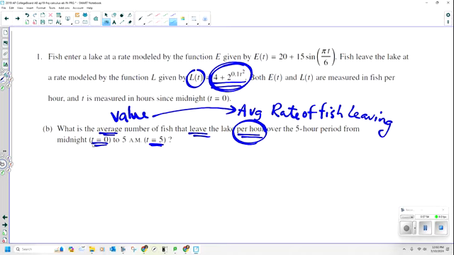So that tells me I need to integrate from 0 to 5, L of t, dt. This will give me the total number of fish that leave, but I got to multiply it times 1 over 5 minus 0. 1 over the difference in my bounds.